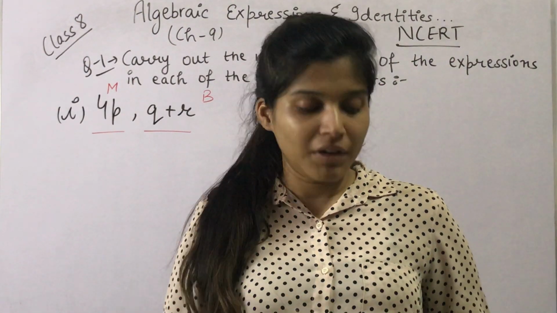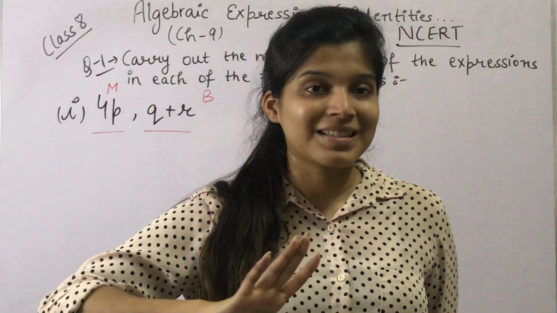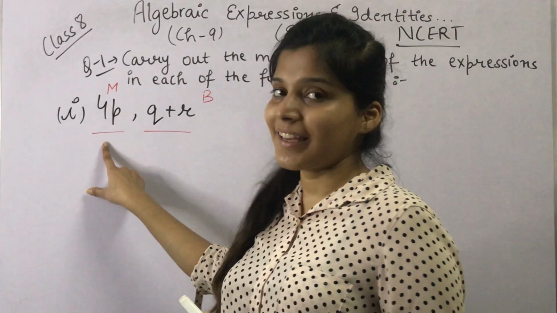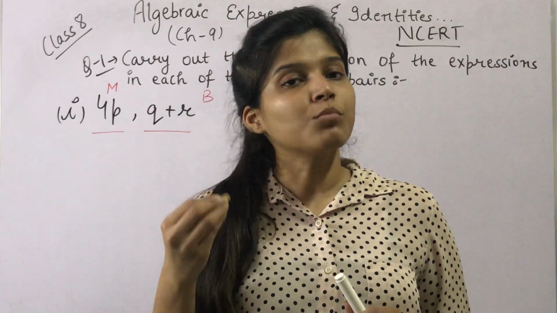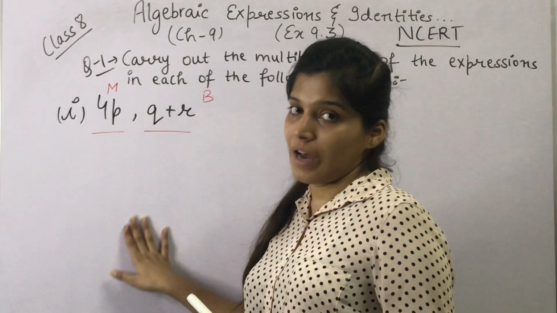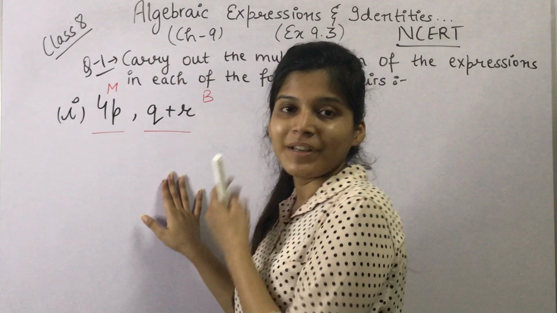And how can we judge that they are two terms? Because we have an operation plus in between them. It means these are two terms, okay? In 4p there is no plus, so that is why it is a single term, or we can say monomial expression. Okay? So 4p and q plus r. Now we have to multiply a monomial expression by a binomial expression.